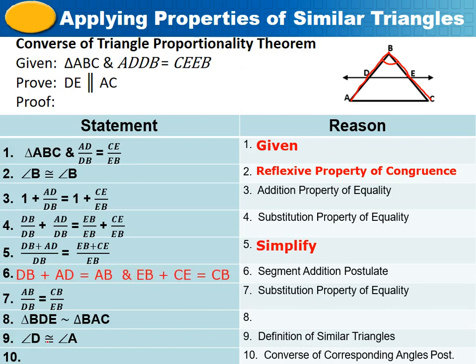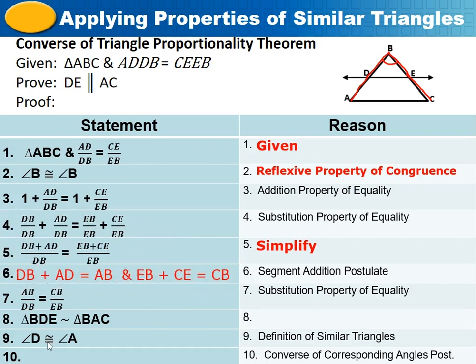And if you notice up here, when we look at our diagram, we only have one angle. So we know that if we're talking about BDE, let me talk about this next step, step 7. If you notice what we did for step 7, we took AB and we substituted in for this. We took CB and we substituted in for that. That's how we got step 7.